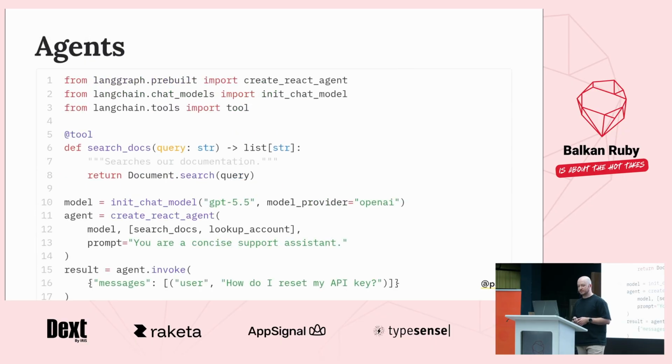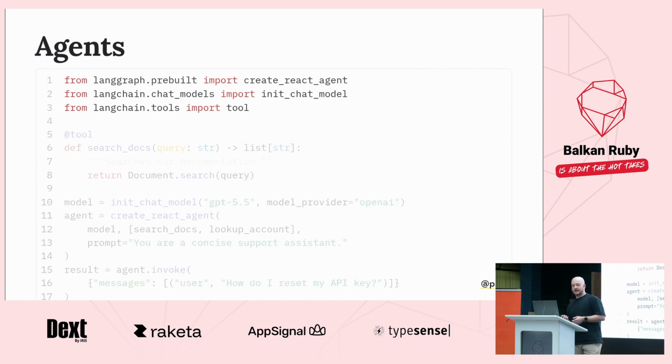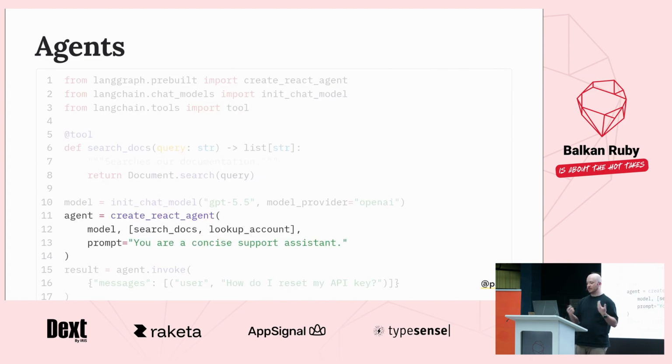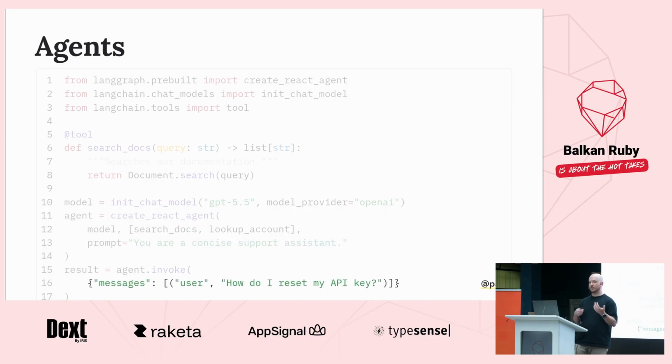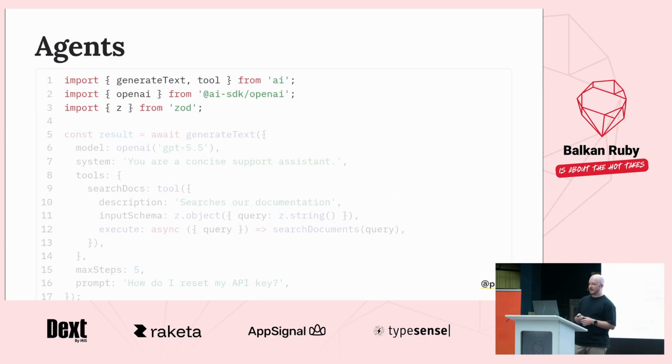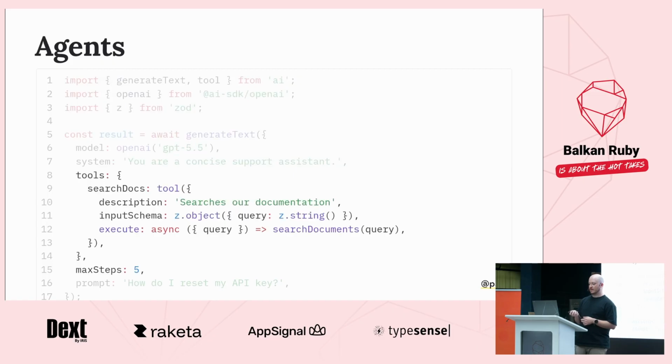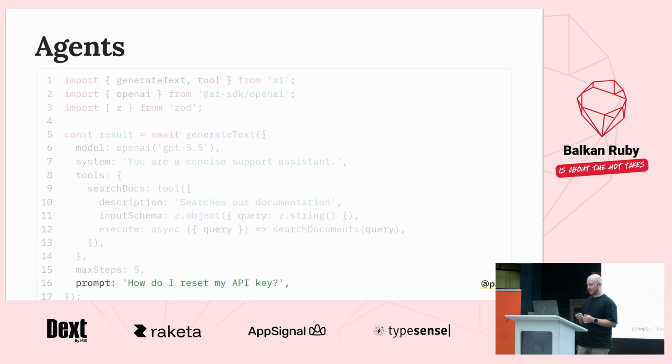What about agents? Now we combine multiple tools together. We have maybe a system prompt. It's the same thing, and you need to use this create React agent because it's trying to also connect to your front end. And you pass the tools, you pass the prompt, and you invoke it. But again, you need to know the model provider. You need to know all these data structures. Same thing with AI SDK. And again, tools, search docs, description, input schema. You need to pass objects in Zod and query. You need to say that this is a string, et cetera, et cetera. All kind of ugly.